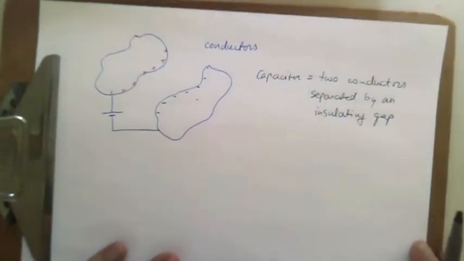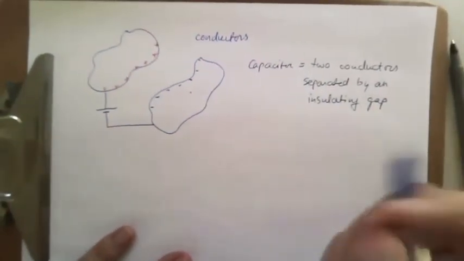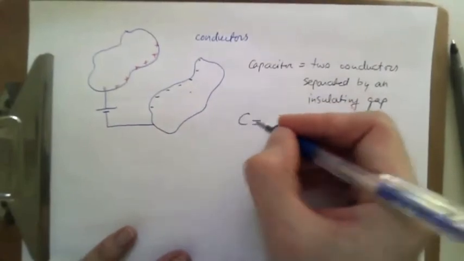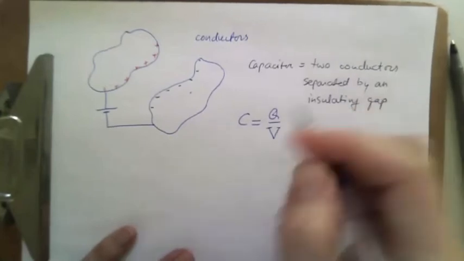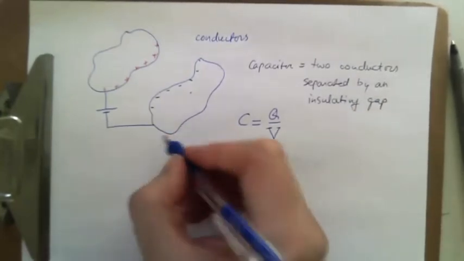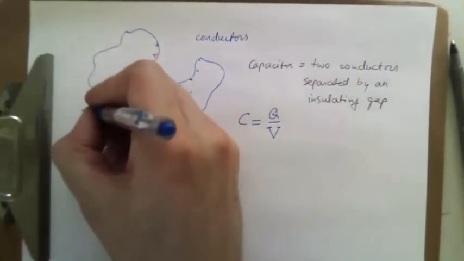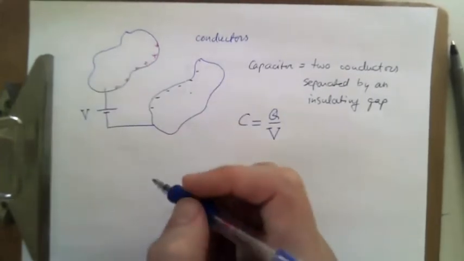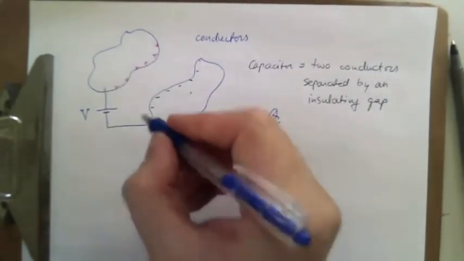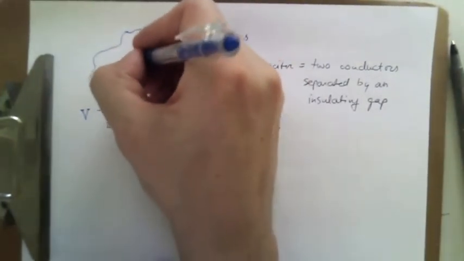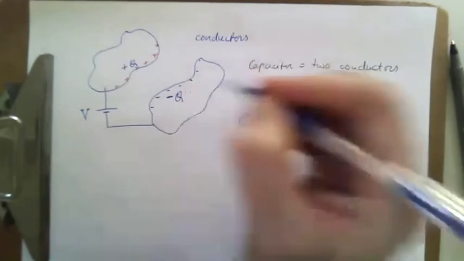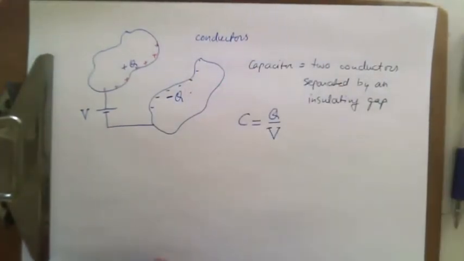And now the question is, can we always say that there is some C which is going to be Q over V? Well, V would be the voltage between here and there. And Q would be the charge. So this one would be plus Q. This would be minus Q. And now the question is, can we always say this?